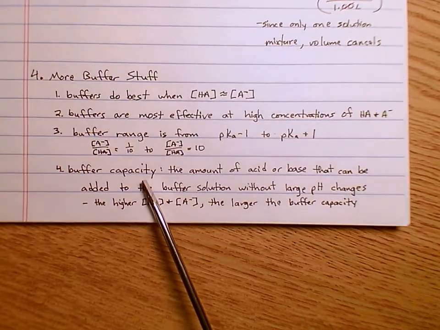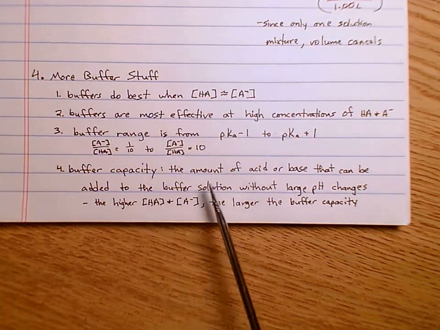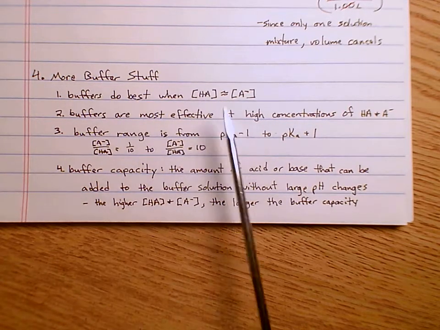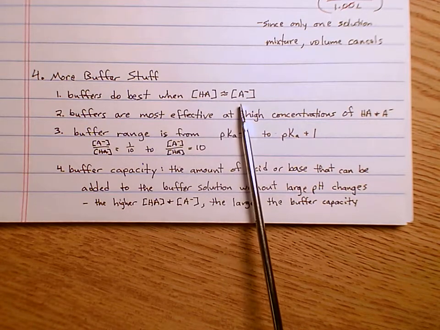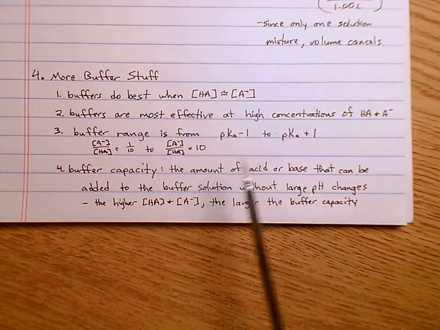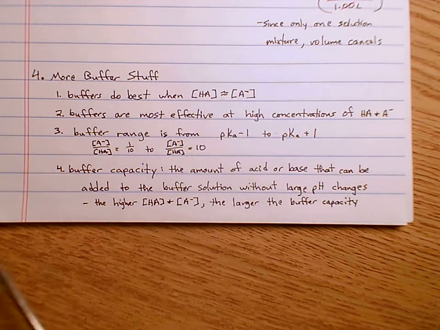And the last thing is buffer capacity, the amount of acid or base that can be added to the buffer solution without large pH changes. When you've got these two at about the same, roughly the same concentration, and it's a high concentration, like 1 molar, then that has a large buffer capacity. It's going to take a lot of acid added to this buffer solution of 1 molar HA and A minus before it's going to change appreciably from the pKa value of 4.74 for acetic acid. If you have very low concentrations of these, you have very low buffer capacity. It's not going to be able to handle much.